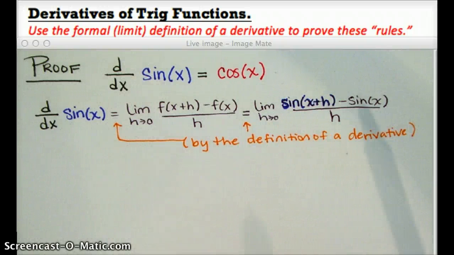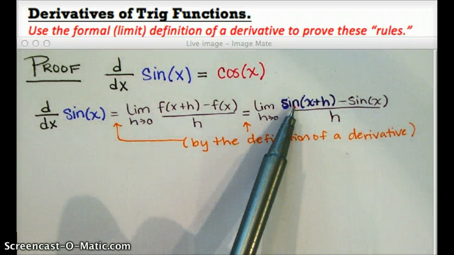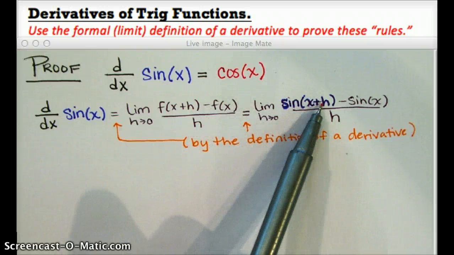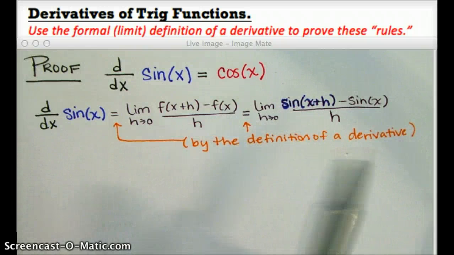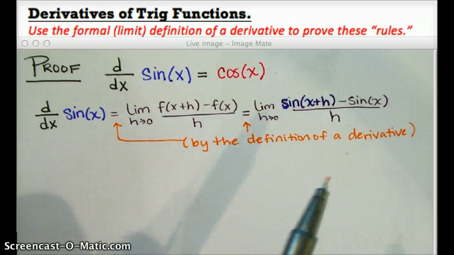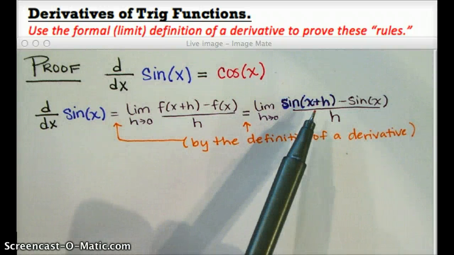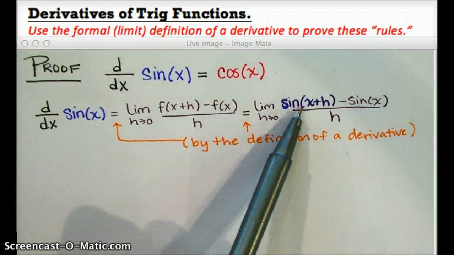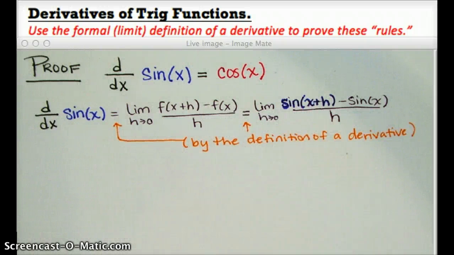Now, the next thing I'm going to do is use a rule from trigonometry, which you may or may not have learned last year. It's called an angle sum identity. And it's a formula that allows me to rewrite sine of x plus h in another way, in a way that might be easier to simplify. Truth be told, I don't always remember this formula. I always remember that it exists. And when I know that it exists, I usually just look for it on Google. So that's what we're going to do.